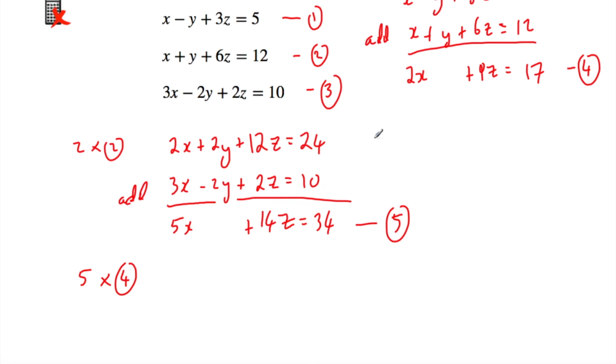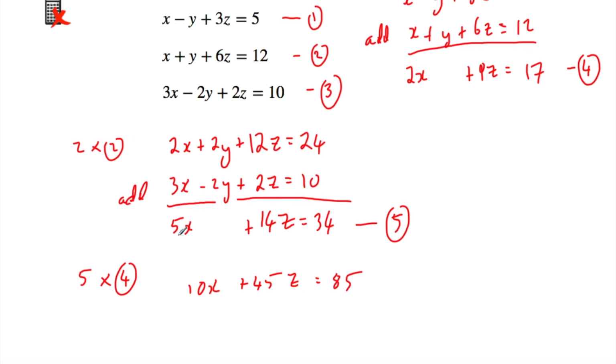So 5 times 2x is 10x. 5 times 9z would be 45z, so plus 45z. And then 5 times 17 is equal to 85, so that's equal to 85. So we've got 10x plus 45z equals 85. Now we've got our equation 5.